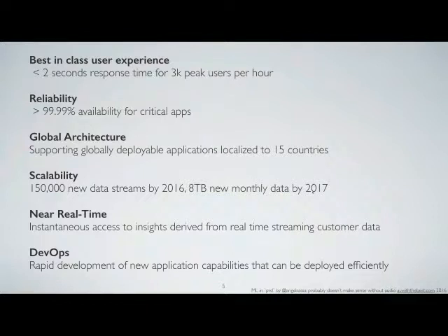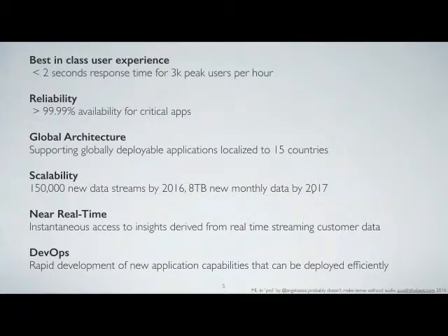The end user version of energy intelligence software is much larger than this, but the critical applications are localized really quite broadly. When we talk about scalability, we're talking about 150,000 new data streams expected by the end of this year and 8 terabytes of new monthly data by 2017.